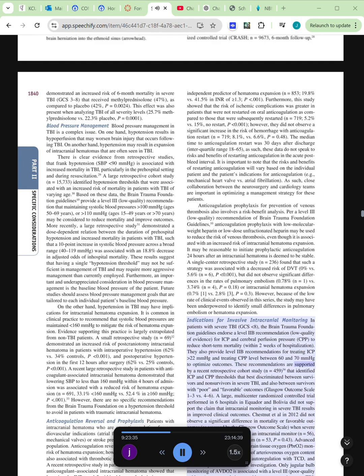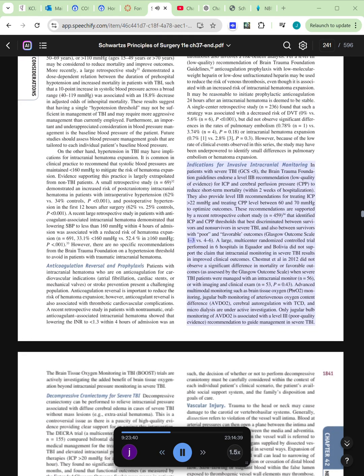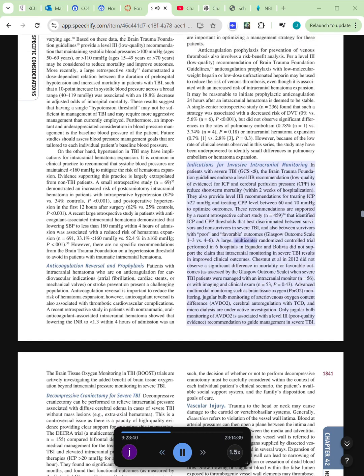These recommendations are supported by a recent retrospective cohort study (n=459) that identified ICP and CPP thresholds that best discriminated between survivors and non-survivors in severe TBI, and also between survivors with poor and favorable outcomes, Glasgow Outcome Scale 1-3 against 4-6. A large multi-center randomized controlled trial performed in 6 hospitals in Ecuador and Bolivia did not support the claim that intracranial monitoring in severe TBI results in improved clinical outcomes.